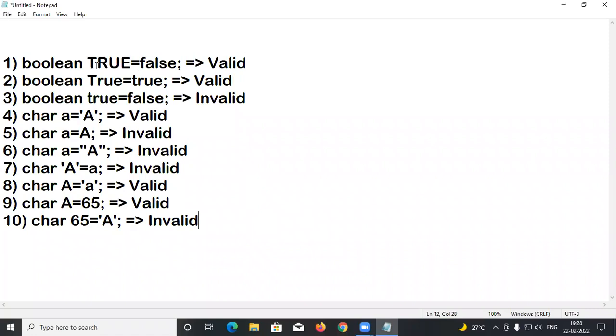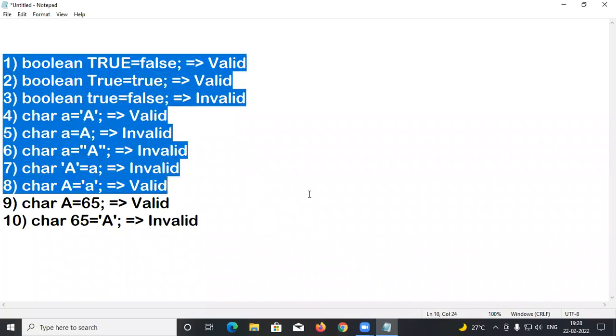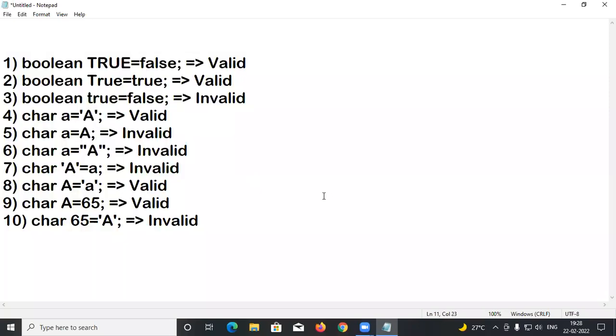So you need to follow identifier rules, keyword rules, literal rules, data types, variables. All rules you need to see. Then only can you answer whether it is valid or not valid.